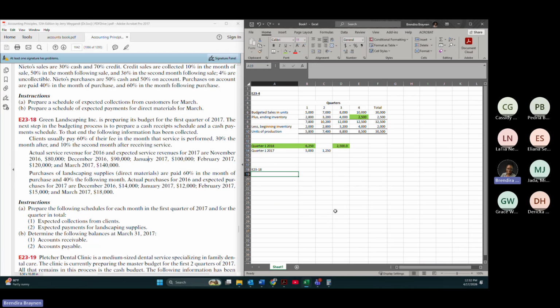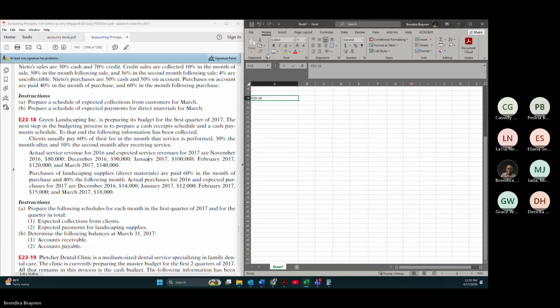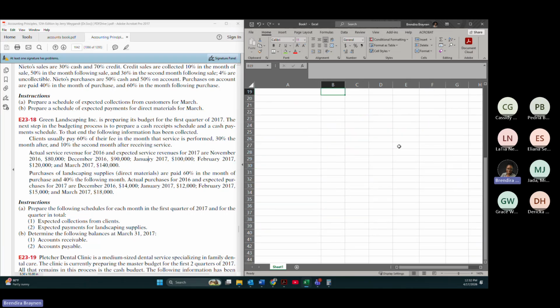E23-18 is the cash budget. Make it a little bit bigger. Okay, and so in terms of the setup, we're starting off by identifying the months.